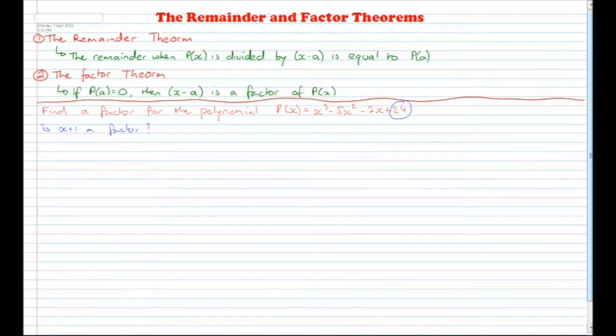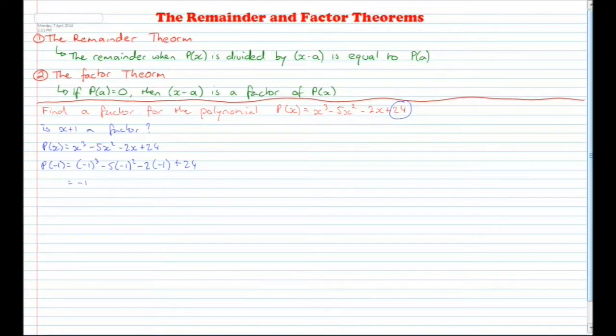Alright, well to test that, what we need to do is just find out p of negative 1. So write p of x, first of all, p of x is equal to x cubed minus 5x squared minus 2x plus 24. And we want to know if x plus 1 is a factor. So what I'm going to do is substitute p of negative 1. And I go negative 1 cubed minus 5 times negative 1 squared minus 2 times negative 1 plus 24.